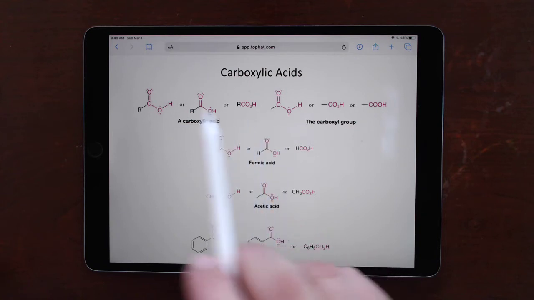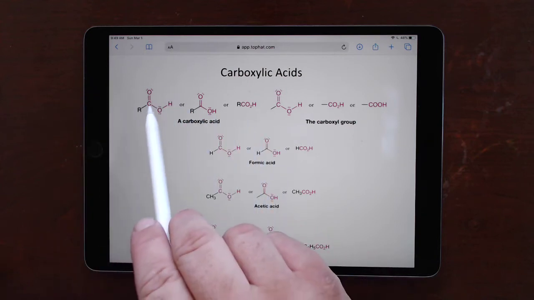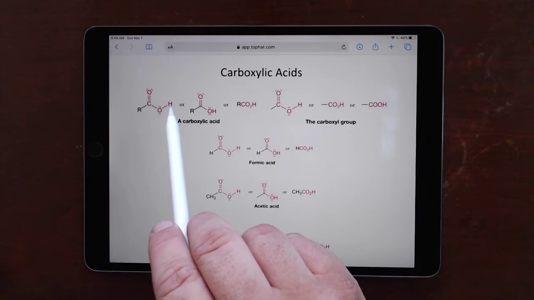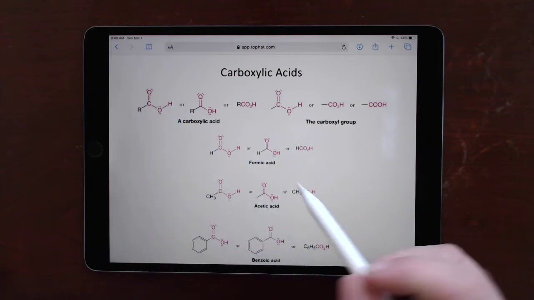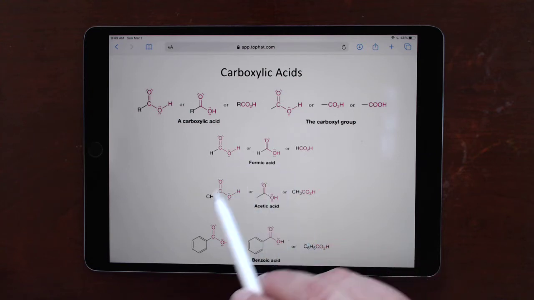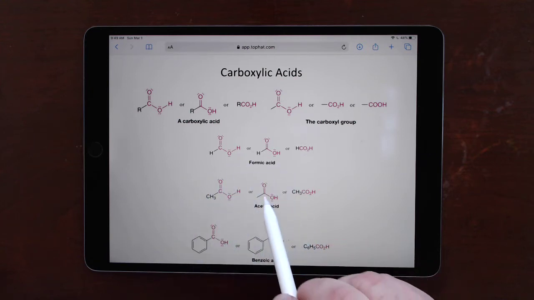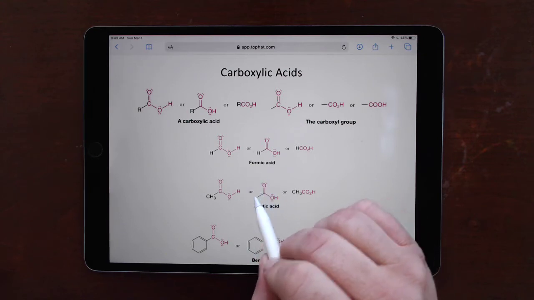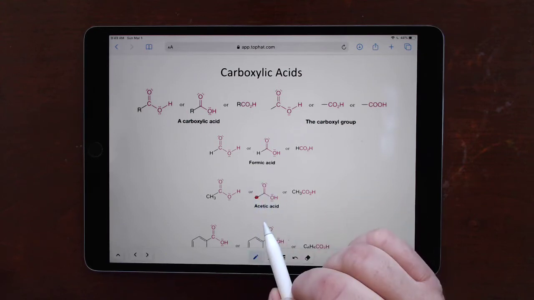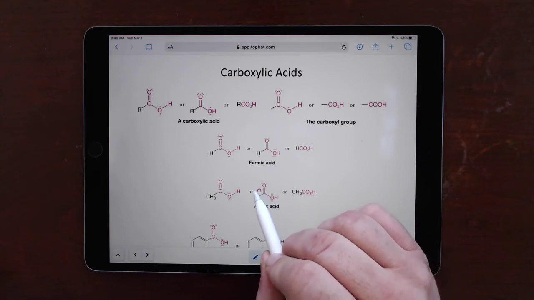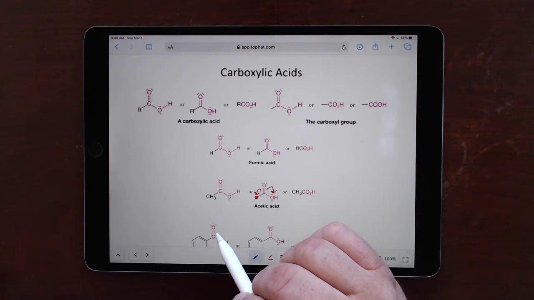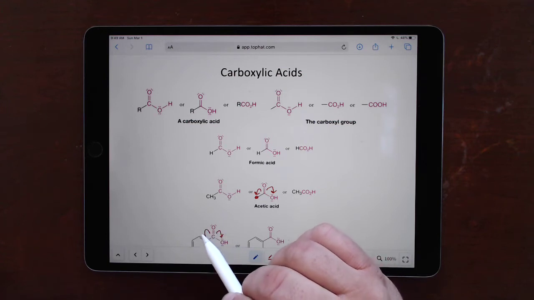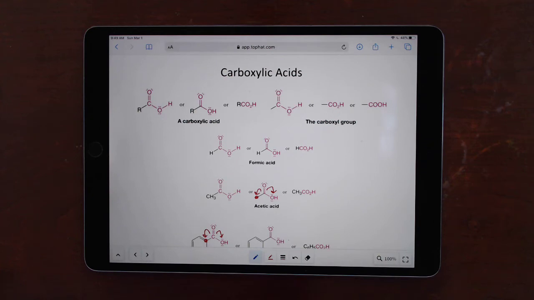Now carboxylic acid, okay, this one here, instead of having a hydrogen on one side, you have an OH on one side. So you have a carbon on one side, OH on the other. Okay, and so acetic acid, something like this, right? So acetic acid, this is the simplest carboxylic acid, right? You've got a carbon on one side and an OH on the other. Benzoic acid, right? Again, you've got C double bond O, you've got OH on that side, carbon on the other side. So that's a carboxylic acid.